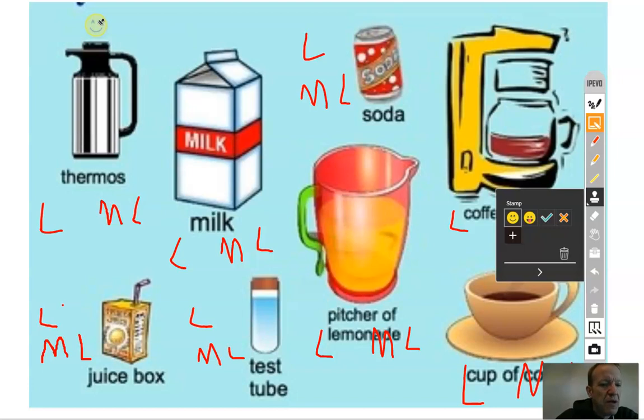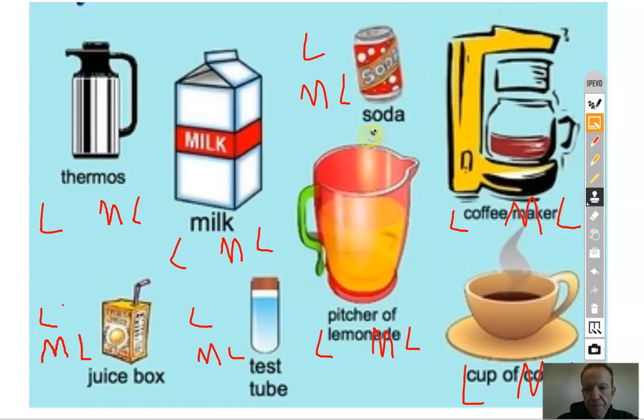Thermos. Do you think that should be measured in liters or milliliters? Go ahead and make your choice. All right, if you said liters, that would be the correct choice. We're going to come over here to the milk. And that's a carton of milk, pretty much bigger than the ones you get at lunchtime. So would that be milliliters or liters? All right, very good if you said liters.